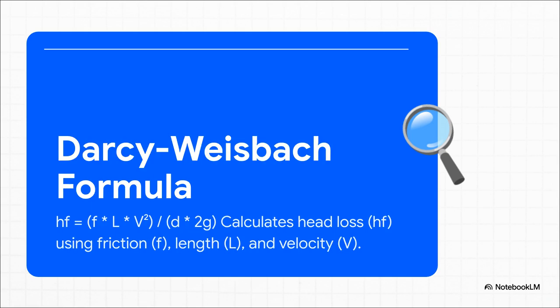All right, here's one of the big name formulas for figuring out head loss, Darcy-Weisbach. Now look at it. Looks intimidating, right? Don't panic. You just need to be able to recognize it and know what the letters stand for. HF is the head loss we're trying to find. F is the friction factor, how rough the pipe is. L is length, V is velocity, and D is the pipe's diameter. Just know the players in the equation, that's it.